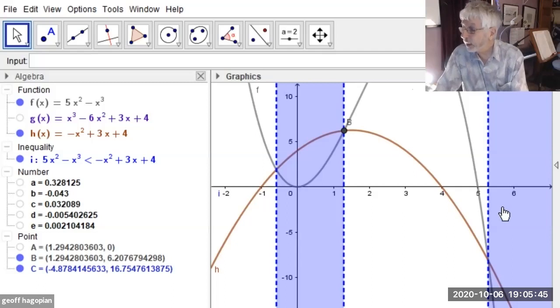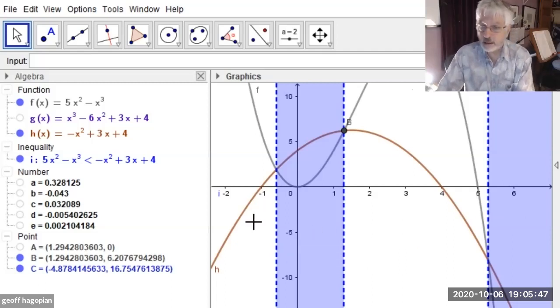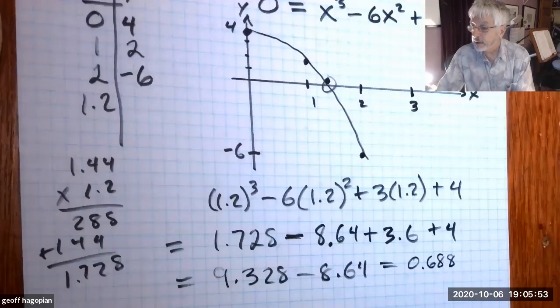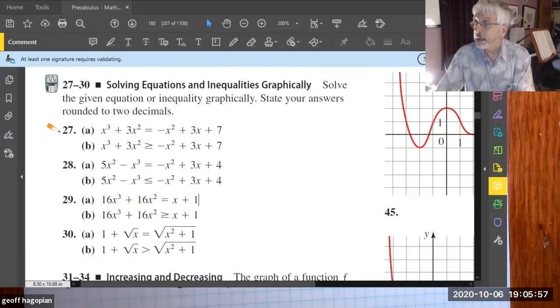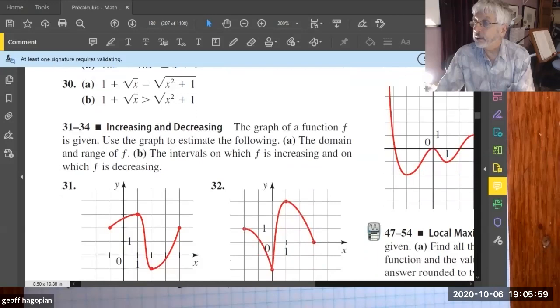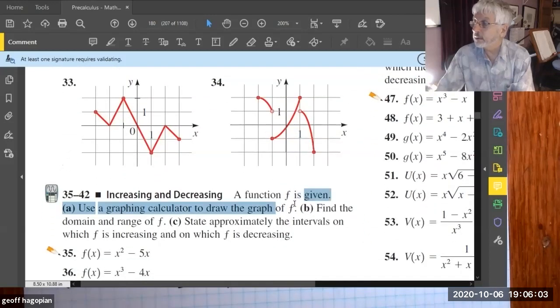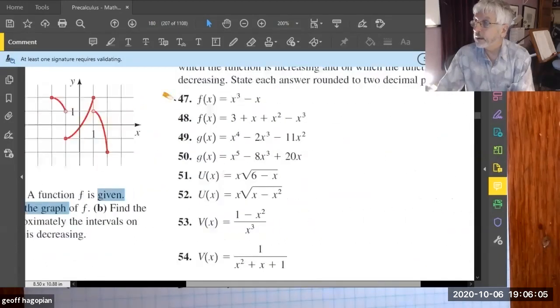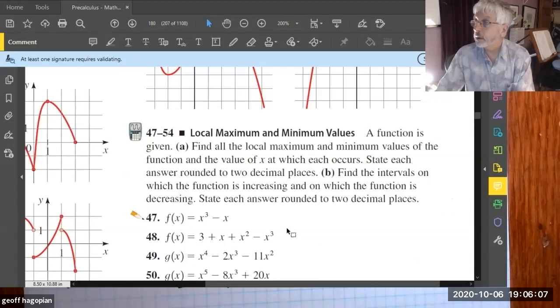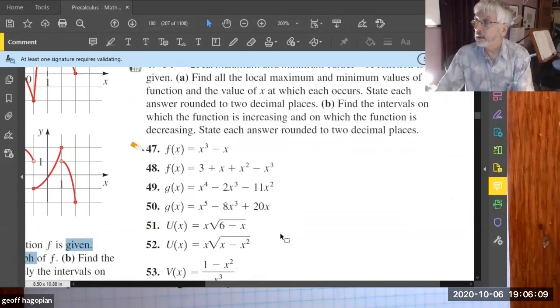How are we doing? It's 12:05. Are we getting done with 12.3? Let's hope so, because at this rate, we're going to be here forever. I guess I want the book, and increasing and decreasing. How about max and min? Do we have some of those problems over here? Local max and min, right?